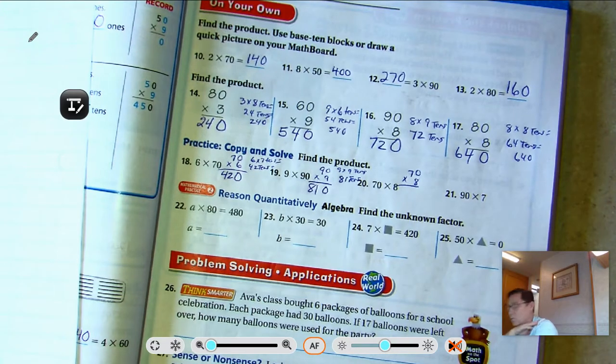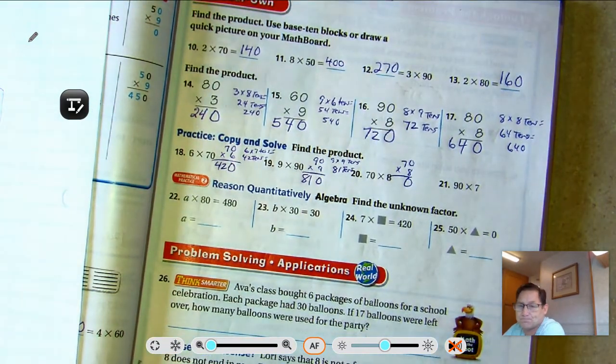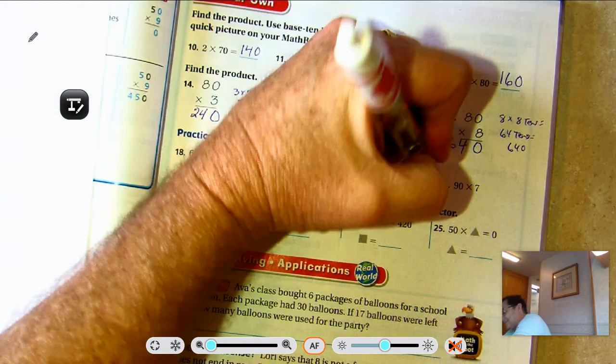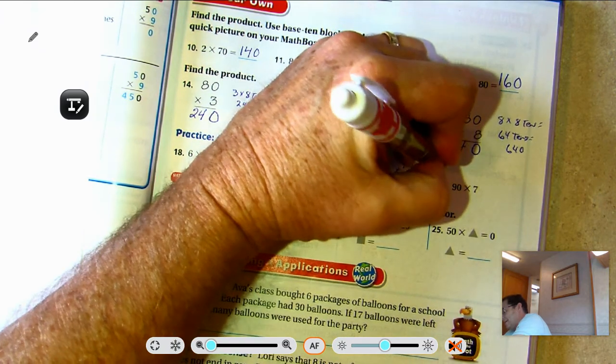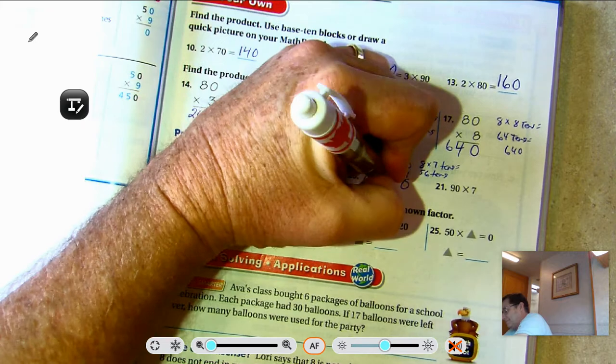70 times 8. 8 times 0 ones is 0. 8 times 7. Well, 7 times 7 is 49. So one more 8 would be 56. So 8 times 7 tens is 56 tens.